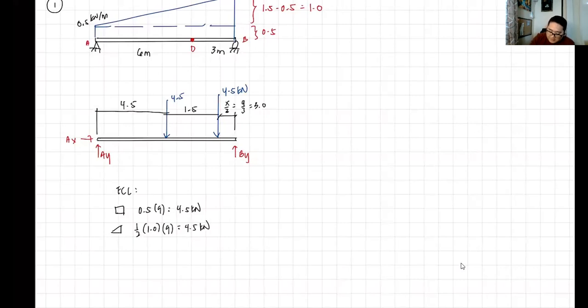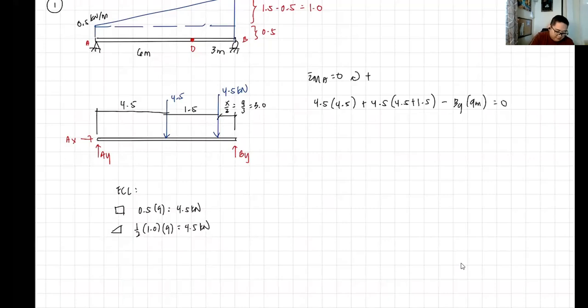We can now calculate for our support reactions. So summation of moment at A is equals to 0, taking clockwise as positive. So we have yung 4.5, travel siya ng 4.5, and we have yung 4.5 na isa, mag-travel siya ng 4.5 plus 1.5. Okay? And si BY, magta-travel siya ng total length natin, 9 meters. Equals to 0. Okay? Combine natin yung two terms. We have 4.5 times 4.5 plus 1.5. We have 47.25.